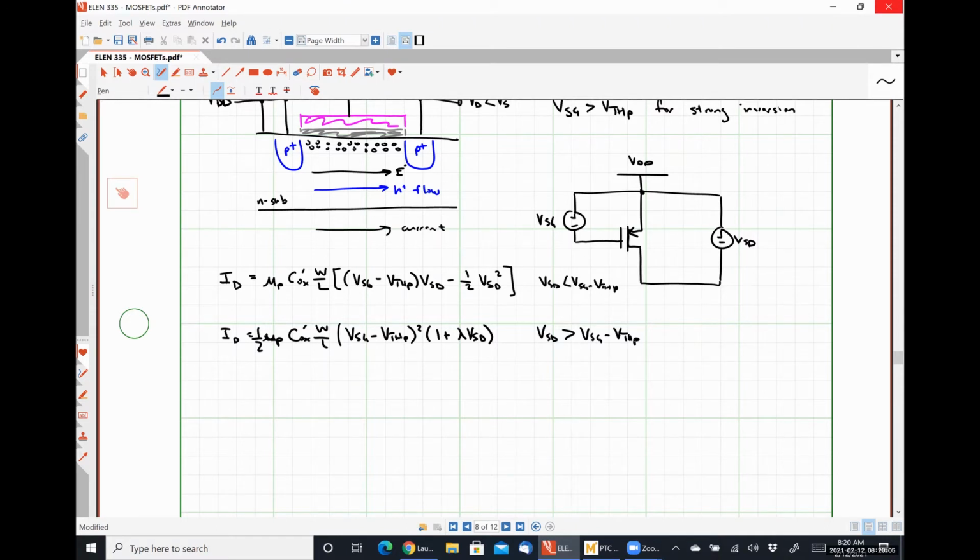Do I need to clarify something? I see some people looking at the board with confused faces. Mr. Washington, what's up? Yeah, first is triode, second is saturation. Write that down just so we're clear.